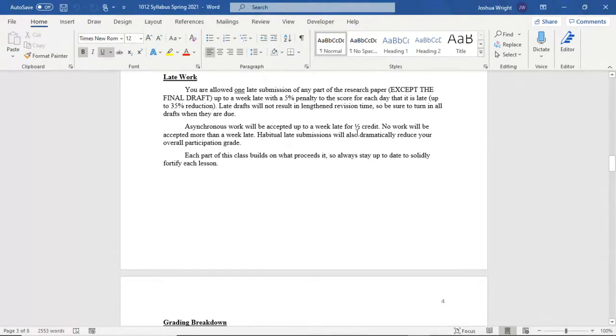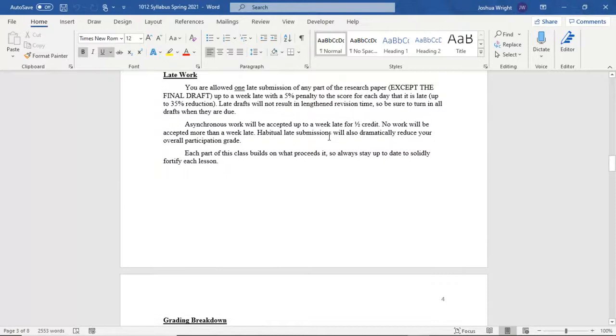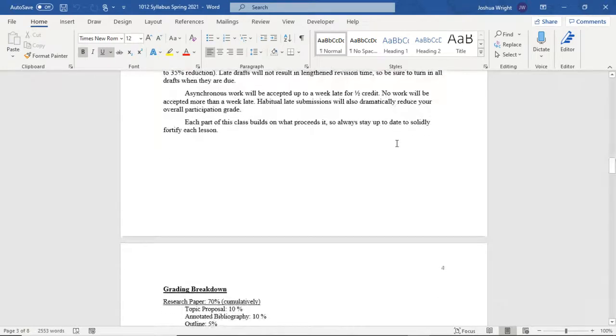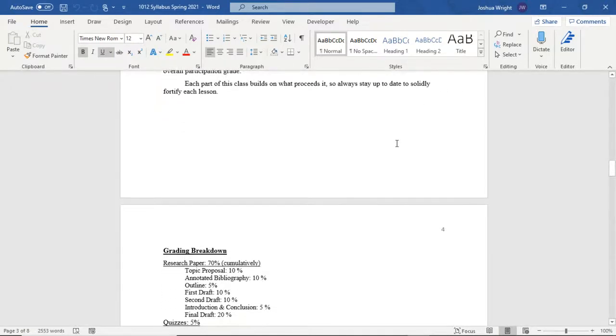I'll accept asynchronous work up to a week late, but for half credit. And I won't accept anything more than a week late. And if you do it habitually, it'll also dramatically reduce your overall participation grade. So you'd be getting half credit on the discussion boards, and then it would also inform your overall participation grade and overall evaluation.